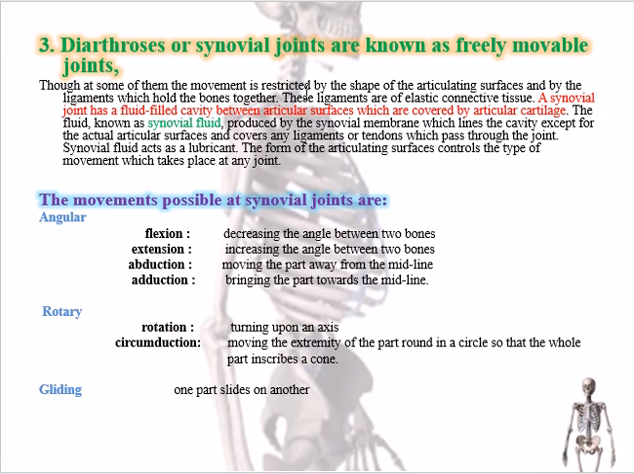Number 3. Diarthrosis, or synovial joints, are basically known as freely movable joints. Though in some of them the movement is restricted by the shape of the articulating surface and by the ligaments which hold the bones together. These ligaments have elastic connective tissue.